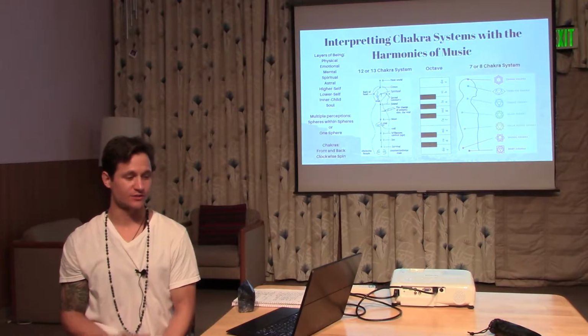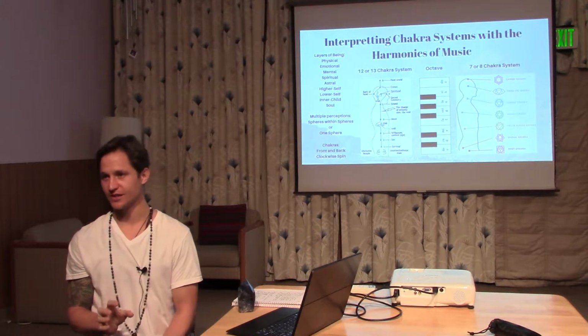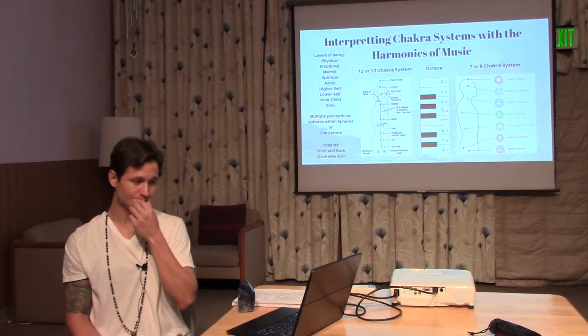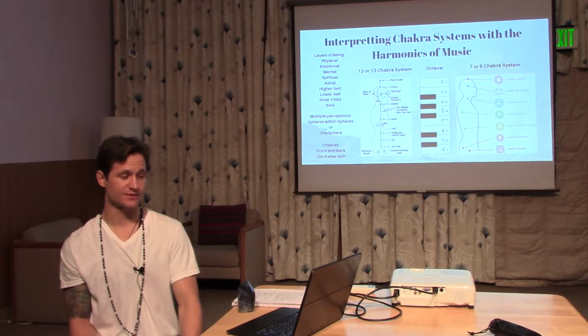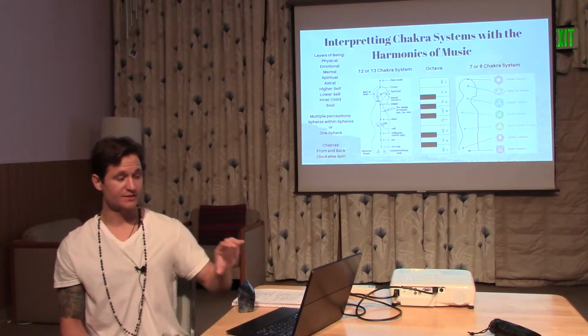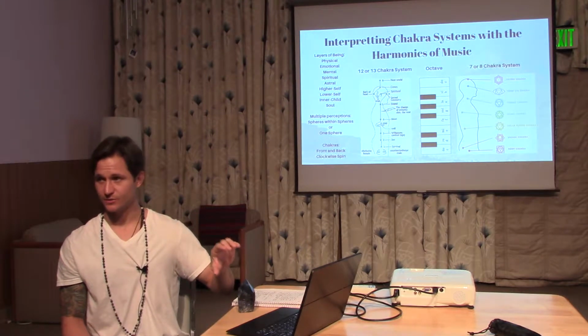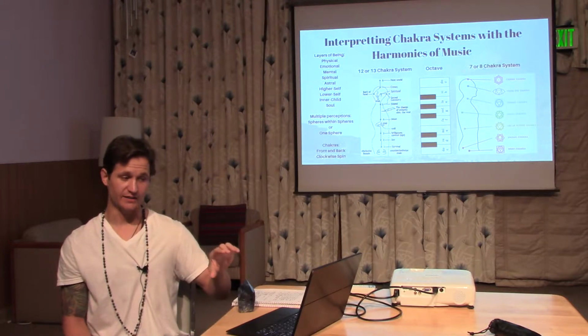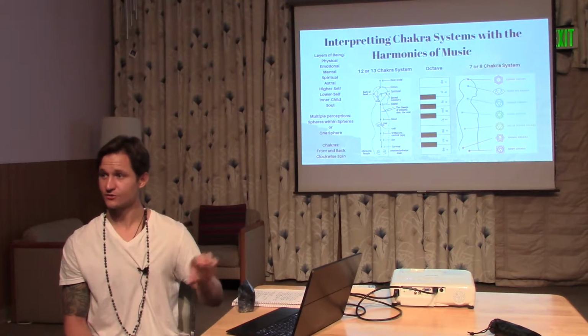I look at chakra systems as only an interpretation. So we can use the harmonics of music to interpret the traditional systems, 7, 8, 12, and 13. The center shows an octave in music. And if we look at the white keys, there's 8. And if we look at all the keys, there's 13.